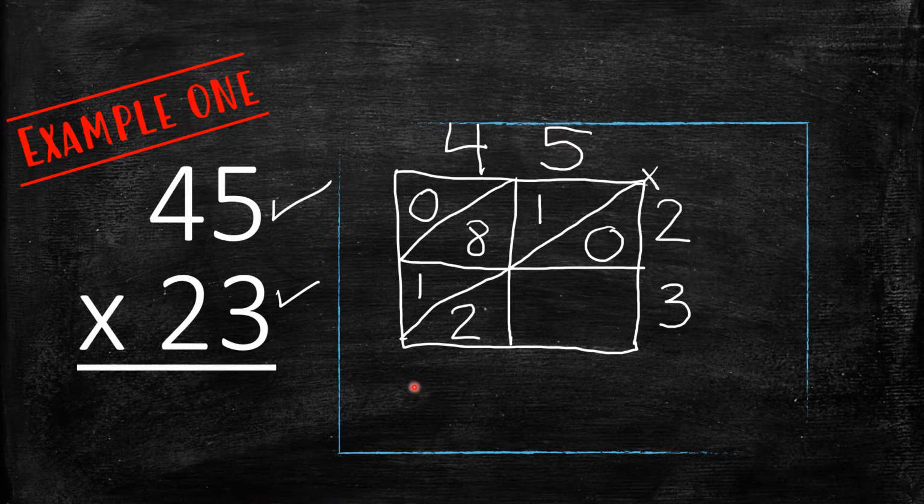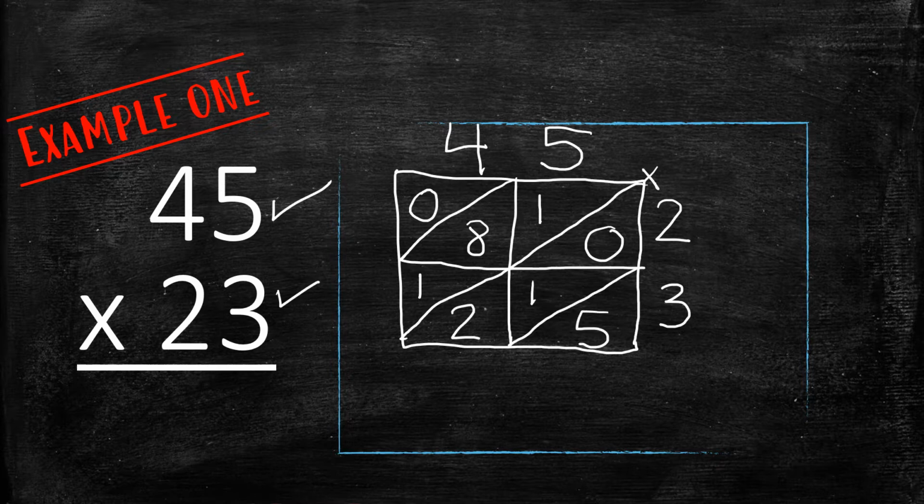My last box that hasn't been filled in is here. So I'm going to multiply 5 times 3, which is 15. I'm going to go ahead and draw that diagonal line. Remember, we always do that. It's very important. And write out my answer of 15.